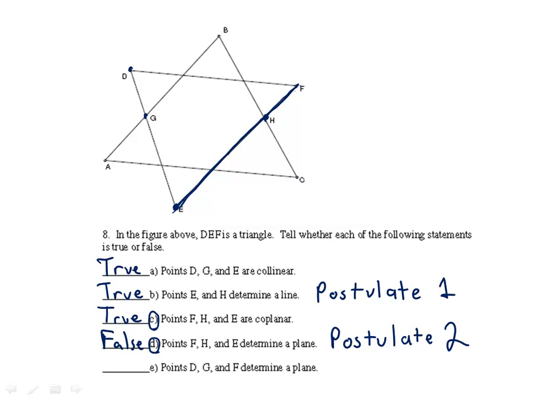Points D, G, and F determine a plane. D, G, and F. These are non-collinear points. 3 of them are not on the same line. So that is true. All right. So there's some true-false for you.